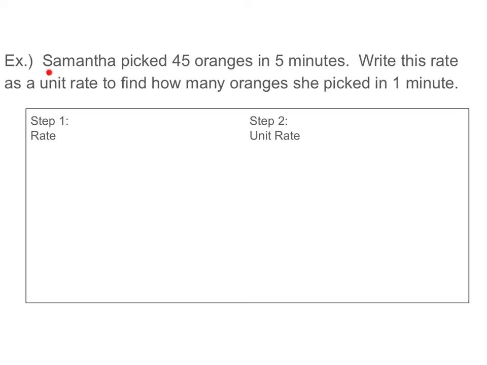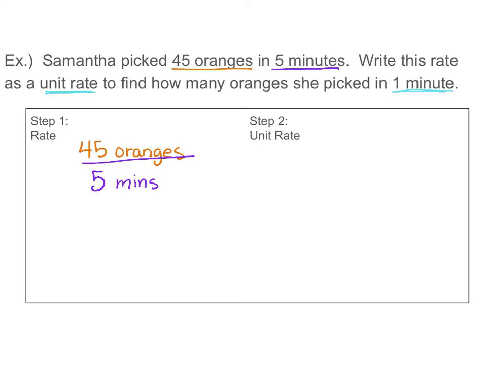Let's look at our first example. Samantha picked 45 oranges in 5 minutes. Write this rate as a unit rate to find out how many oranges she picked in 1 minute. The first step is to write it as a rate. She picked 45 oranges, so I'm going to put that on the top, and then in 5 minutes. The reason why I put the 5 minutes on the bottom is because we want to find the unit rate for how many oranges she picked in 1 minute. So I want 1, which is my 1 unit, to be on the bottom. So I'm going to put the 1 minute here on the bottom.